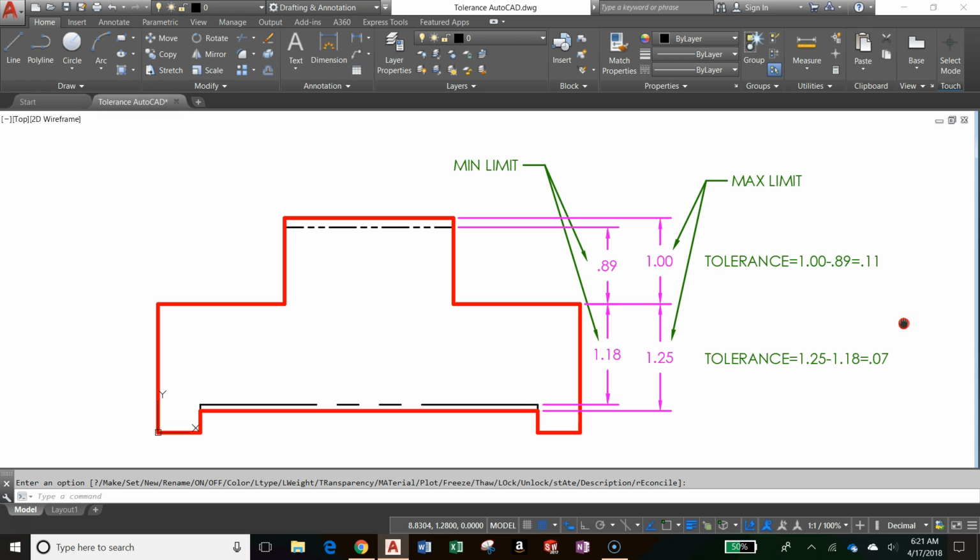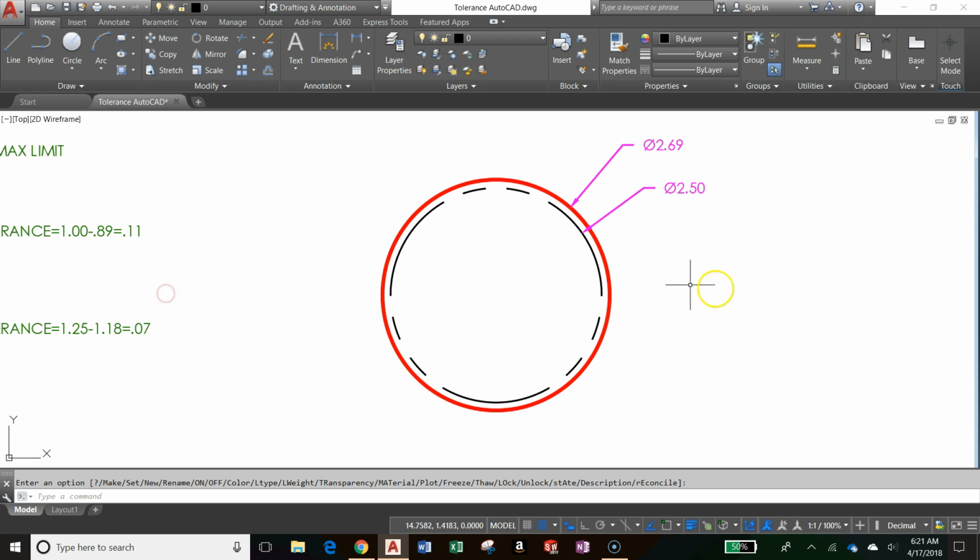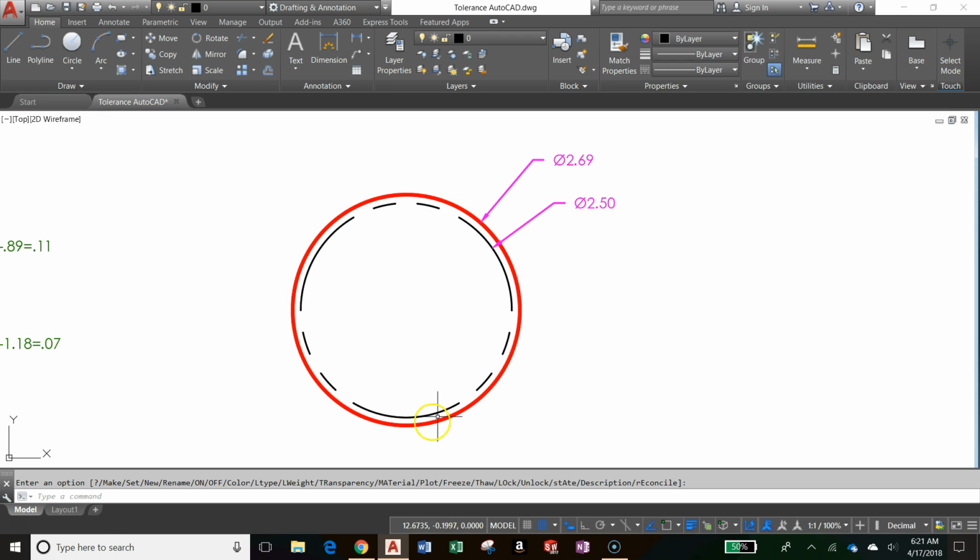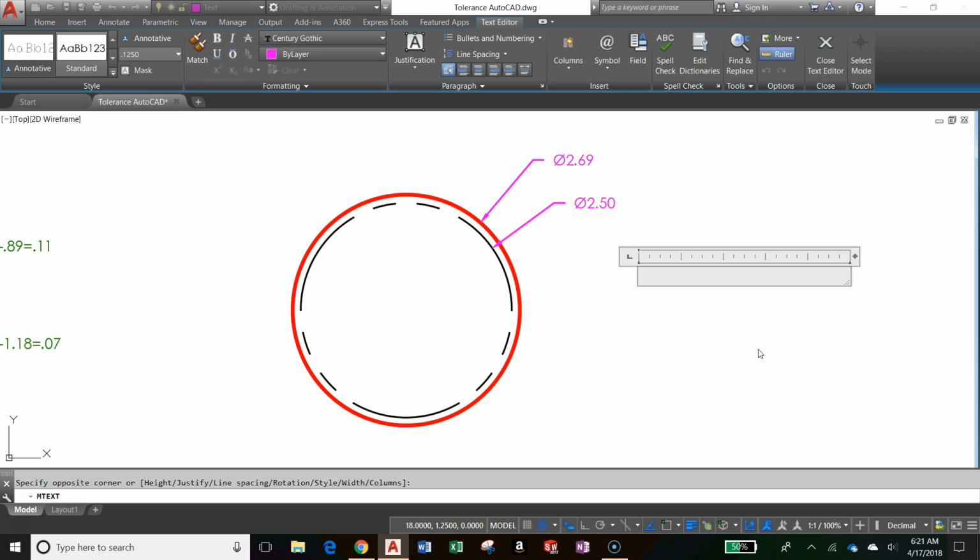So now let's look at another example. Say I have this shaft here. I'm looking at this front view of the shaft, and it's allowed to vary between 2.5 and 2.69. What would the tolerance be? Well, the tolerance would be the maximum limit minus the minimum limit. So the maximum limit is 2.69 and the minimum limit is 2.50. That's going to equal 0.19. So the tolerance for this value is 0.19.